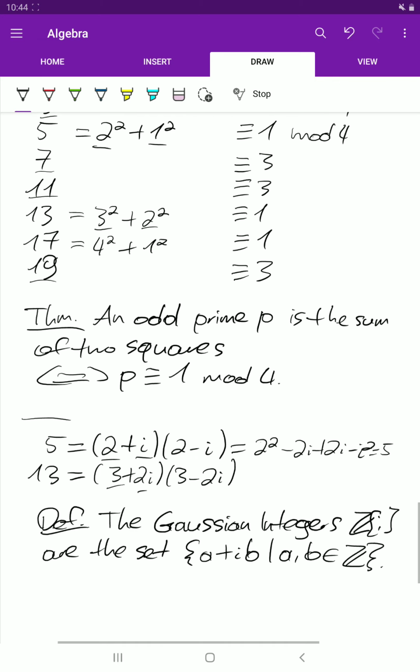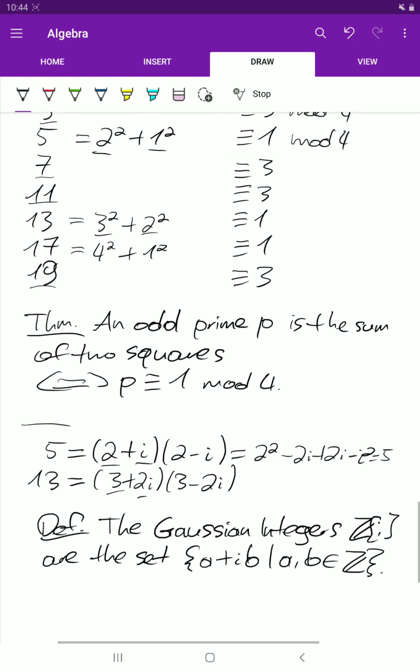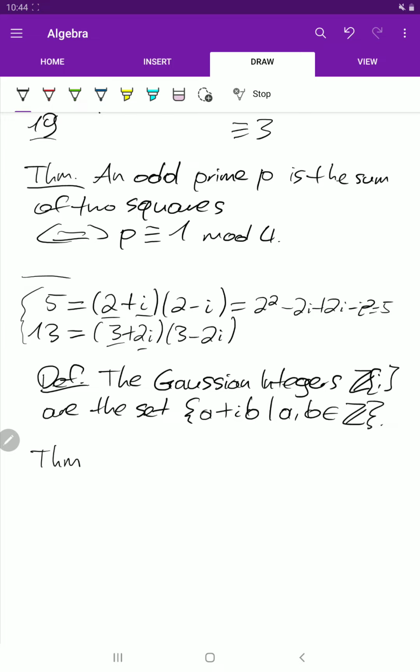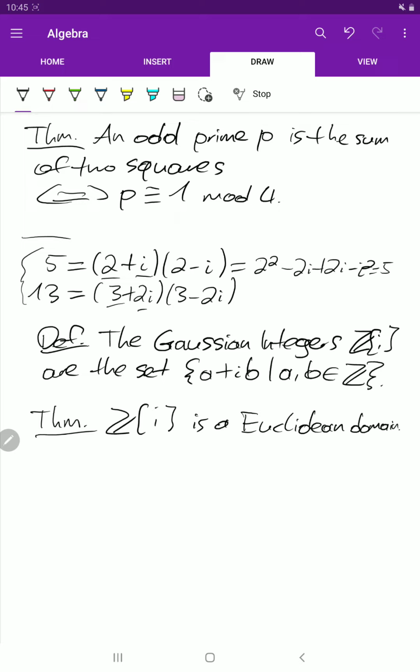Now we'll use our observation from before to state the following theorem, which again we won't prove, but we'll use it later. At first the claim is that the Gaussian integers are a Euclidean domain. So that means it's an integral domain. We have some division with remainder, and this also implies that it's a principal ideal domain, and in particular it's factorial.